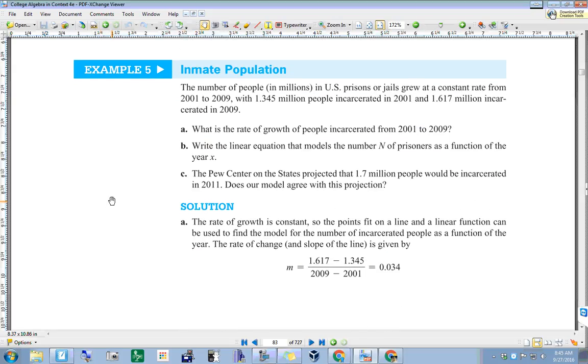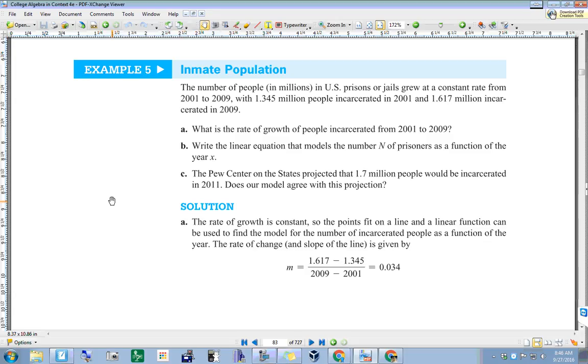So, inmate population. Number of people in millions in U.S. prisons or jails grew at a constant rate from 2001 to 2009, with 1.345 million incarcerated in '01, 1.67 million incarcerated in '09. Can I use that information to figure out what the rate of increase was? Yeah. We've got an 8-year time span there, and it went from 1.345 to 1.67. All I really have to do is find the difference between the two numbers and divide by the number of years, right? That's it. Nothing more complicated than that.